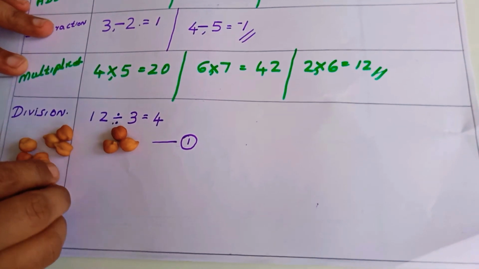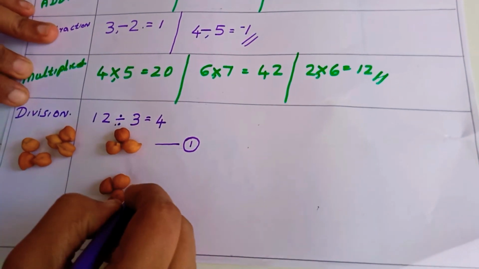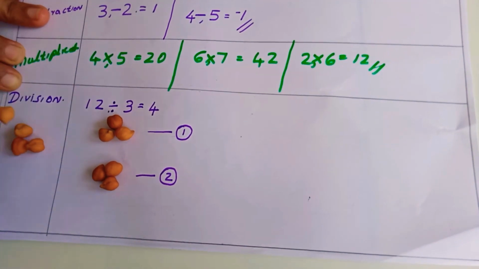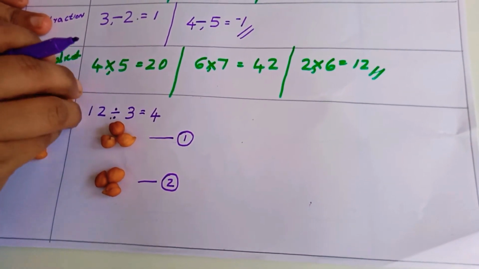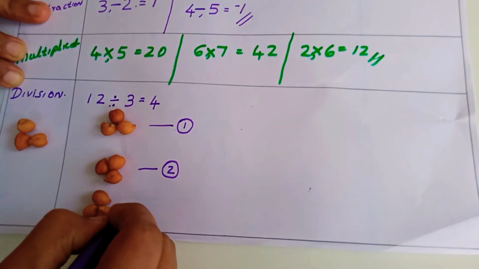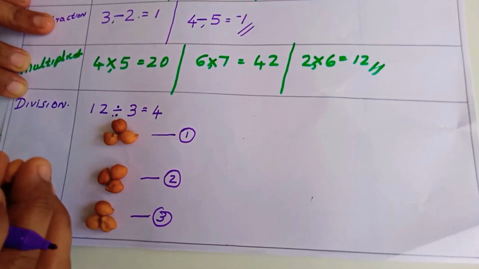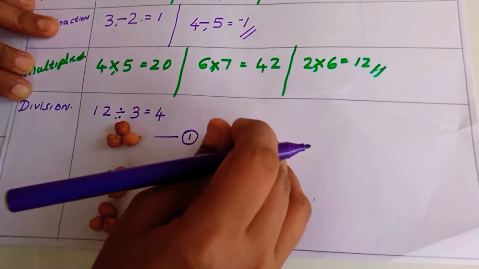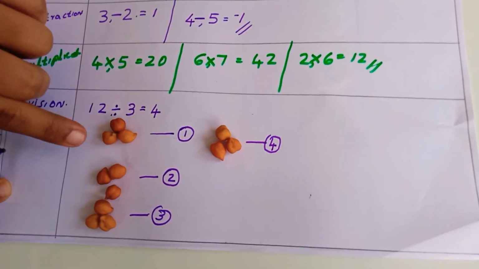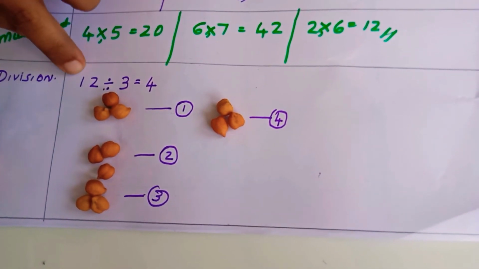Again, from the remaining chanas, I am subtracting 3. See, this is my second time of taking chana. Again I can take this 3 from the remaining. See, this is my third time. Some more chanas are remaining, that means 3 chanas are remaining. Again, this is my fourth time of taking. This is the way you are subtracting, that means repeated subtraction is division.